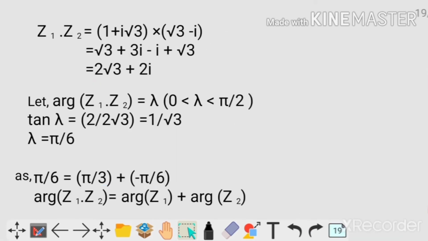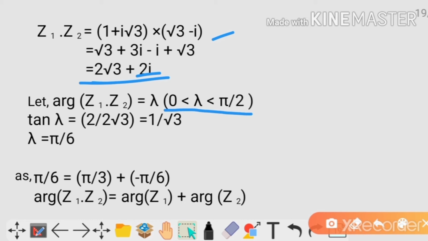As we have determined the argument of Z1 and Z2, now it's time to find the argument of Z1 into Z2. For this, we just multiplied Z1 and Z2 and we get 2 root 3 plus 2i. If you look at this point, x is positive and y is also positive. So we choose the same interval 0 to pi by 2 for lambda, which is the argument of Z1 into Z2. Now the value of lambda is pi by 6.